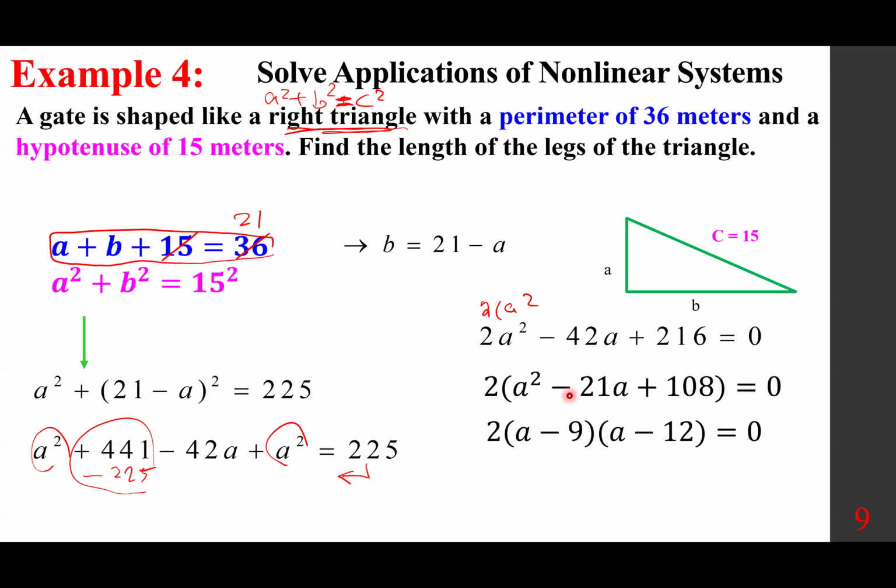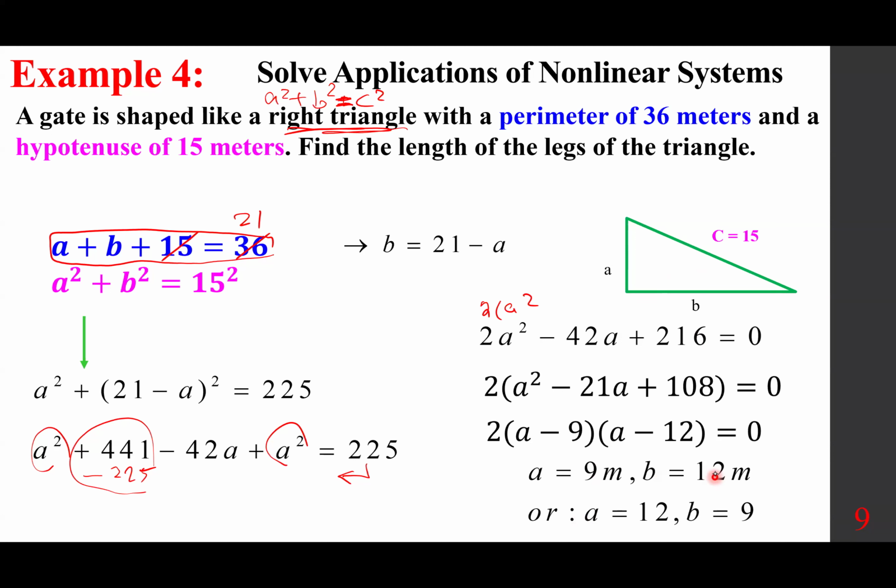So a is either 9 or 12. When a is 9, you put it here, 21 minus a gives you b equals 12. But if a is 12, 21 minus 12 gives you 9. The idea behind this is you're really not getting two sets. In essence, the two legs, one of them is 9, one of them is 12. That's all it tells you.